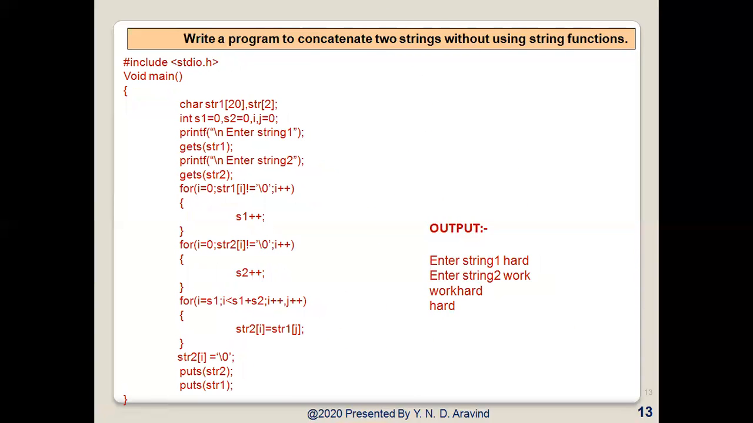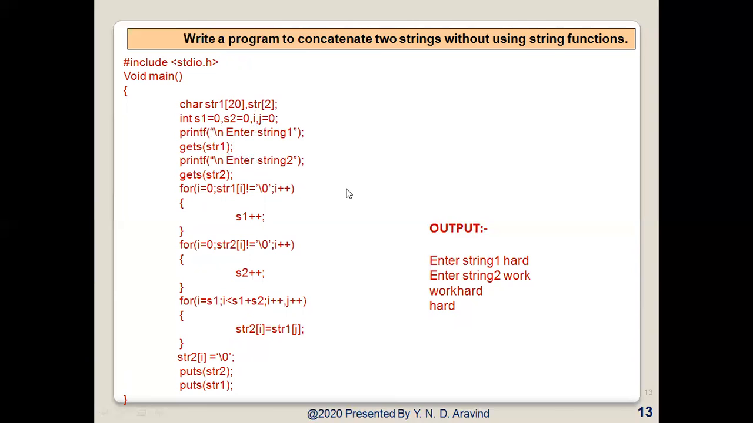Write a program to concatenate two strings without using string functions. So I am taking two strings and combining them. Here the maximum length of each string is 20, so str1 of 20, str2 of 20. This is a small mistake I made because of copying from the previous program. Please make a note that it is str1 of 20 and str2 of 20. My s1 value is 0, s2 value is 0, j is equal to 0.